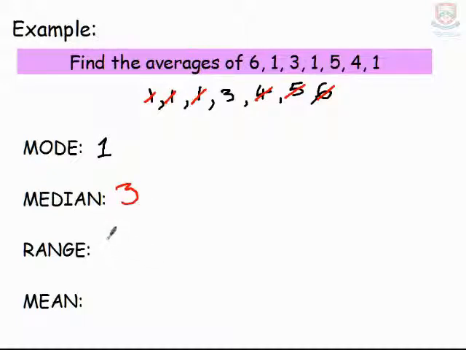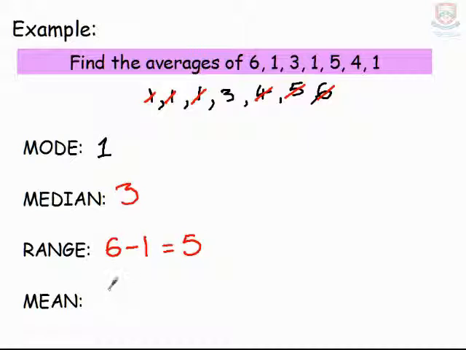Range. The range goes from the smallest number to the biggest number. What's the distance? So our smallest number is 1, our biggest number is 6. So if we take the biggest number and subtract the smallest number, we'll be left with 5, which is our range, the distance between the numbers.